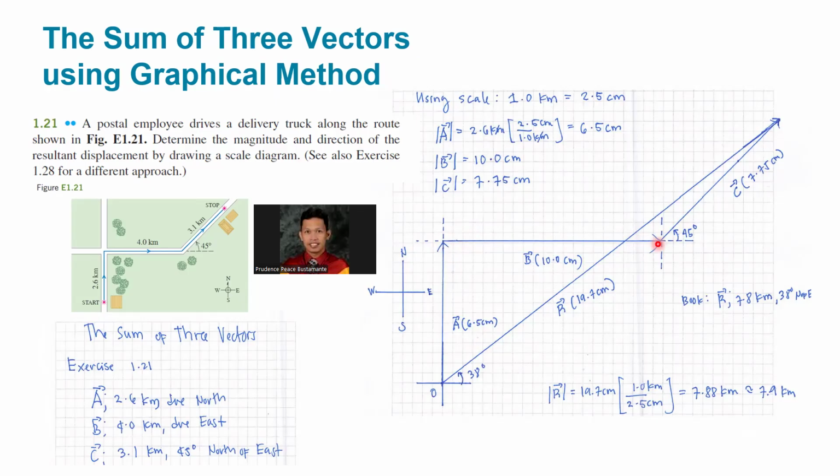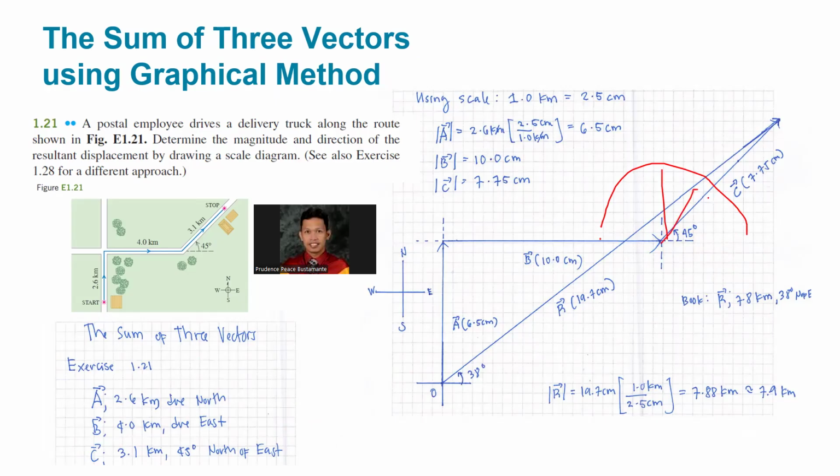Now, the complicated part is vector C, because vector C is 7.75 centimeters, but the direction of this was not a straight line like the other two vectors. This one is in the direction of 45 degrees north of east. So when you draw this, make sure that you know how to use your protractor. Your protractor would look like this, measuring like that.